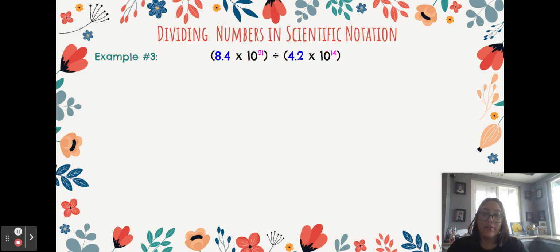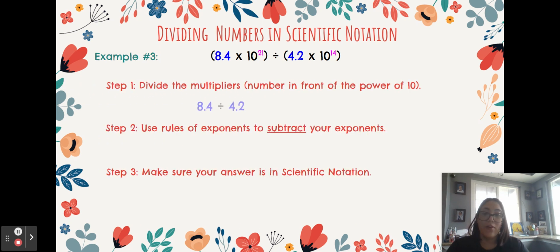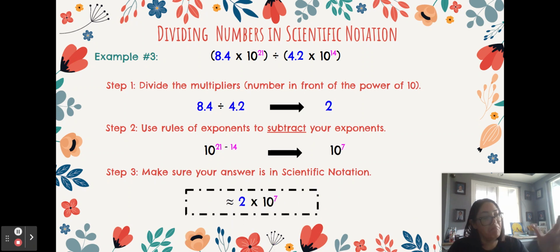All right, last example. Okay, we know now we're going to divide those multipliers. Here's a nice easy one. The quotient is 2. They're not all that hard. Okay, rules of exponents say I'm going to find the difference of 21 and 14. That's 7. And I'm putting step 1 and 2 together. Okay, I'm going to stop there because it is in scientific notation, so there's no need for me to continue on with the problem.